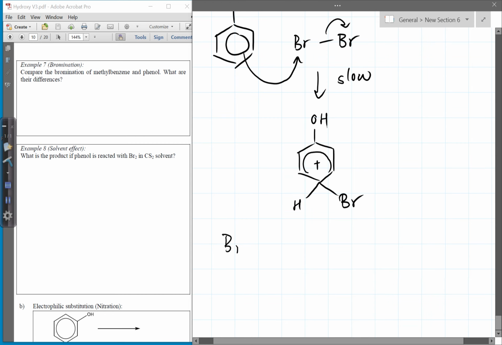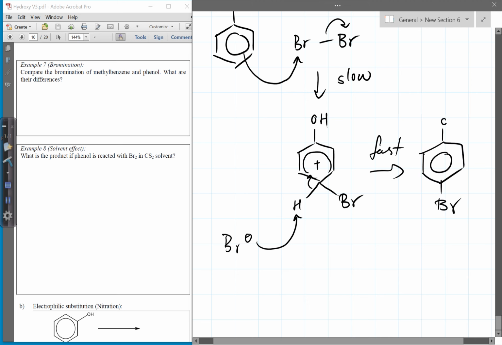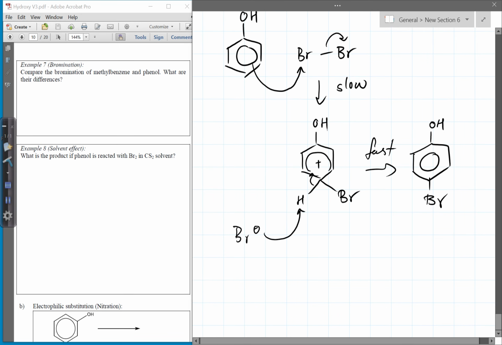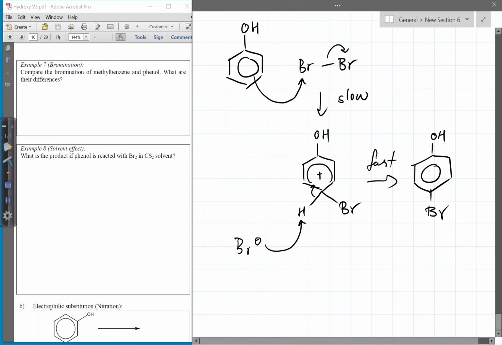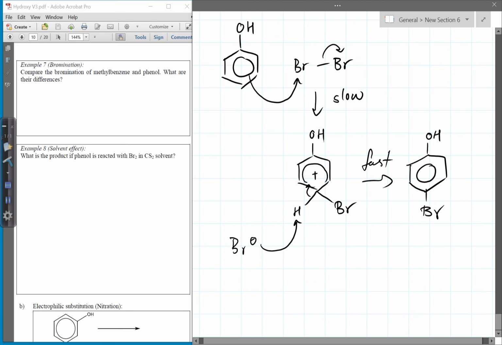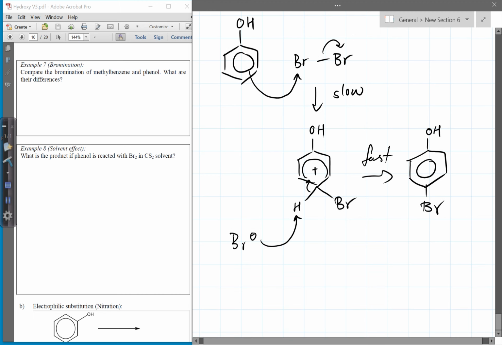Next step, Br minus comes in. This is fast. You can show off to your teacher once you learn it, and your teacher will be like, wow, I didn't know that. I've learned chemistry for the past 30 years, but I never learned this, right? So this mechanism, pretty much you have learned before.